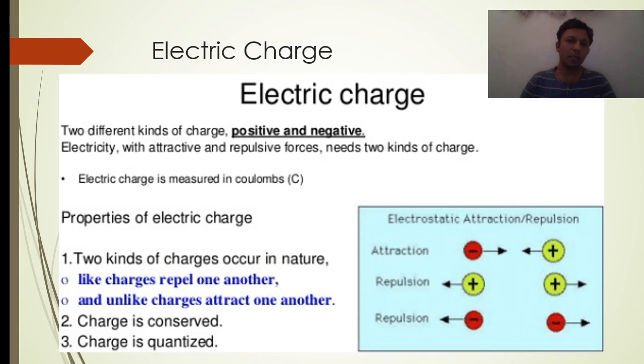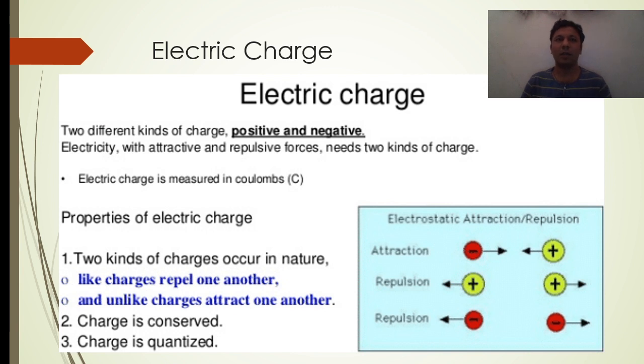Here you see the electrical charge is measured in coulombs. The unit of electrical charge is the coulomb. And also, as with a magnetic field, where the north pole and south pole, the different magnetic poles, attract each other, similarly unlike electrical charges attract each other, and like electrical charges repel each other.